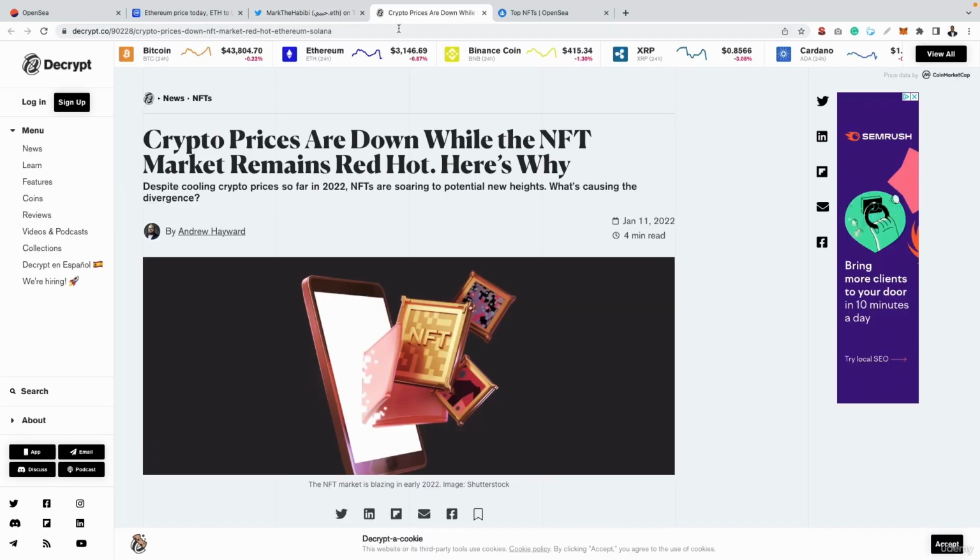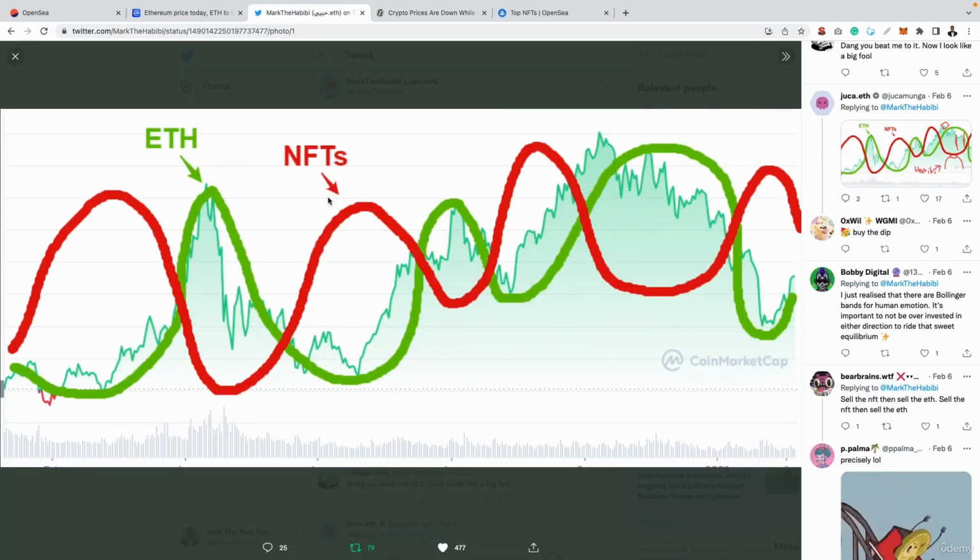Which is also why you're going to see tons of articles in the news such as "Crypto prices are down while the NFT market remains red hot." Here's why, and the reason why is because they are literally on different cycles. When ETH rises, NFTs go down, and vice versa.